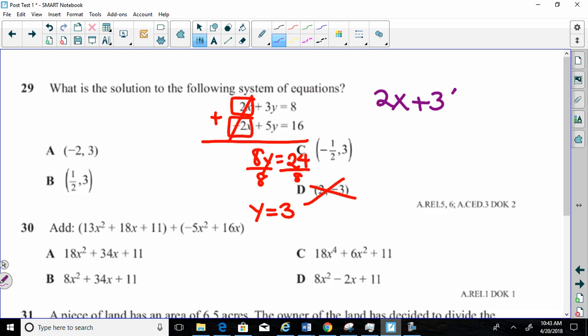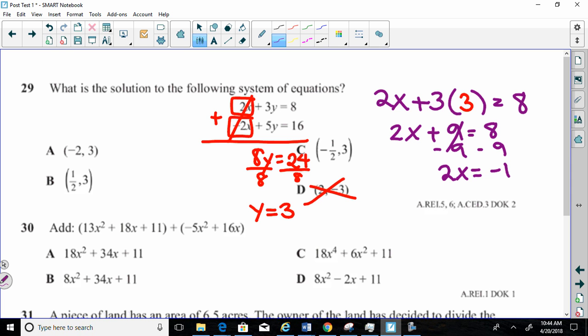Does it matter which one I plug it in for? No. So I'm going to just plug it into the top. So now, what is 3 times 3? 9. How do I get x by itself? I get 2x equals what? Then what do I do? And what you get, x equals -1/2. So what's your answer?